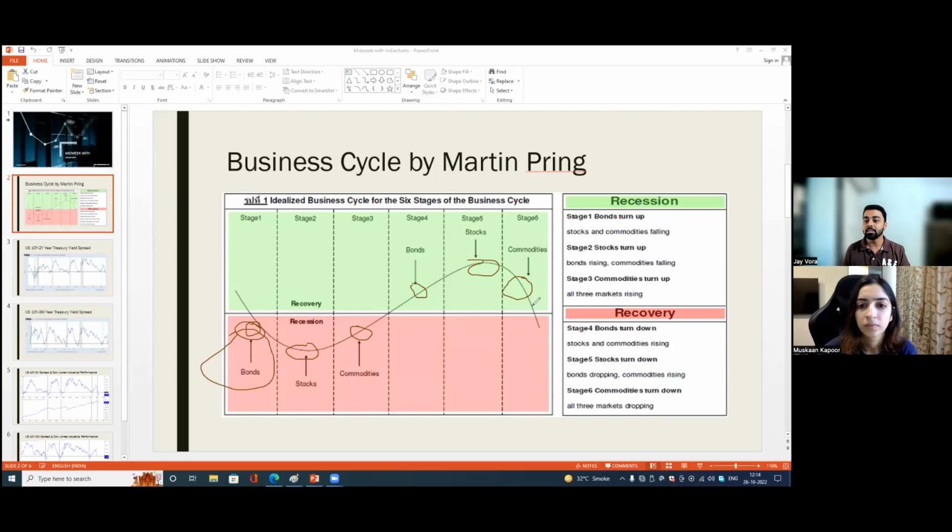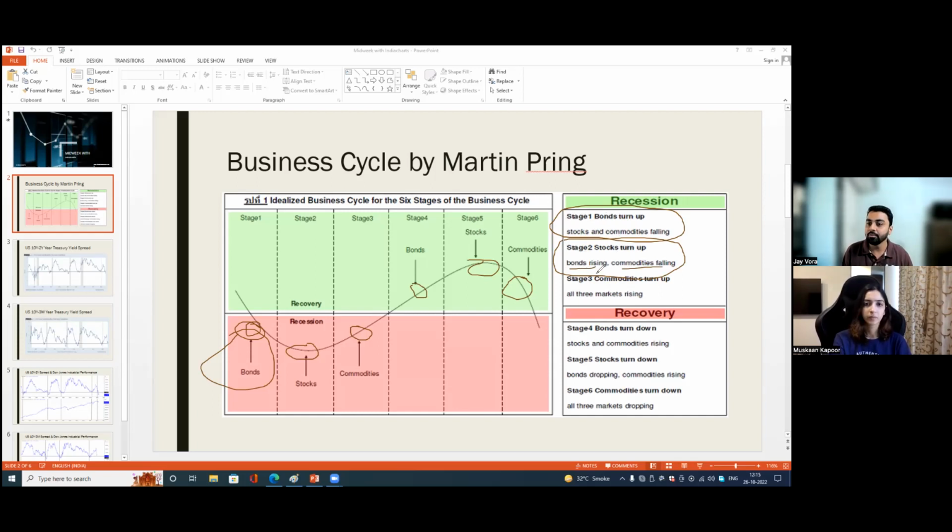So in stage six, bonds are falling, the stocks are falling, and the commodity prices are also falling. Here is a quick summary of this. In stage one, the bond prices turn up, and stocks and commodities are still falling at this point of time. In stage two, stocks turn up. Bonds are already rising because they had bottomed out in stage one, but at this point of time the commodity prices are still falling.